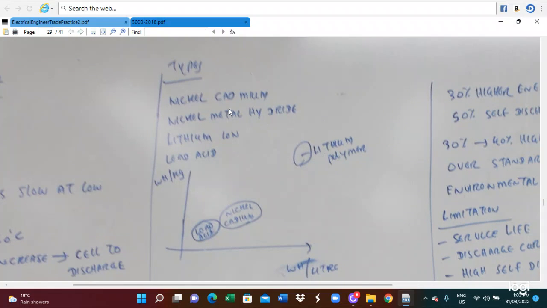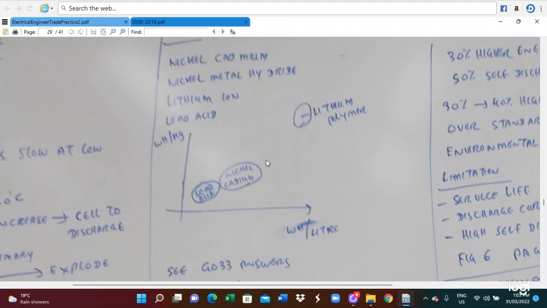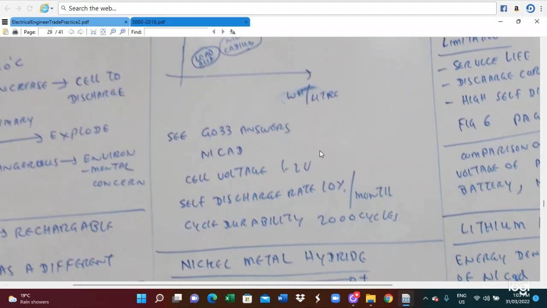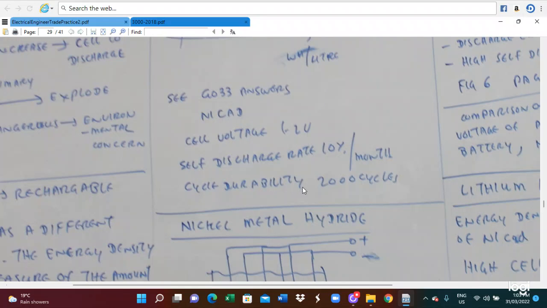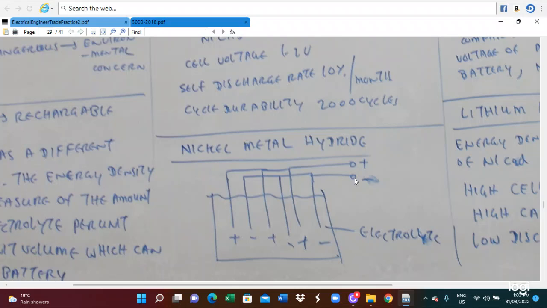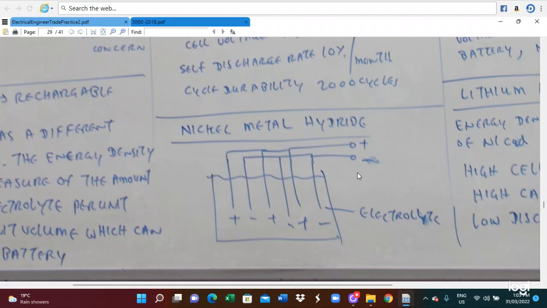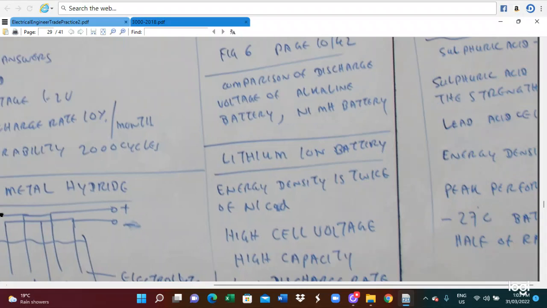So this is for the types of cell: nickel cadmium, nickel metal hydride, lithium ion, and lead acid. This shows the appropriate weight, the weight per liter, and their relationship table. The nickel cadmium cell voltage is 1.2 volt, cell discharge is 10% per month, and cell durability is 2000 cycles. You can charge and recharge up to 2000 times. Then there is the nickel metal hydride cell.